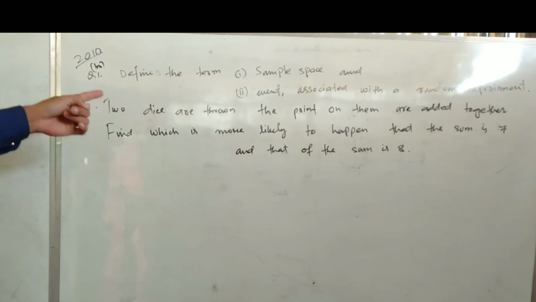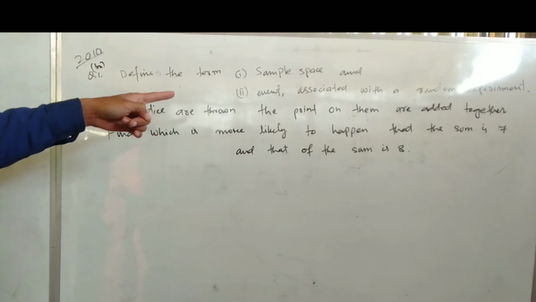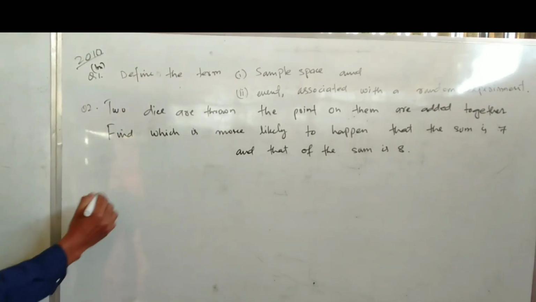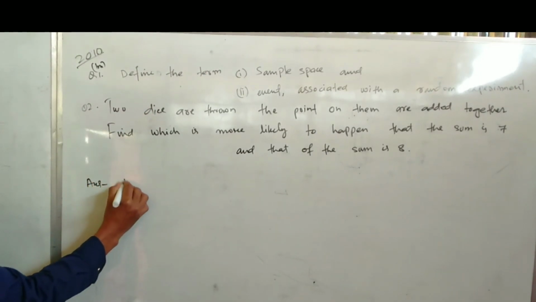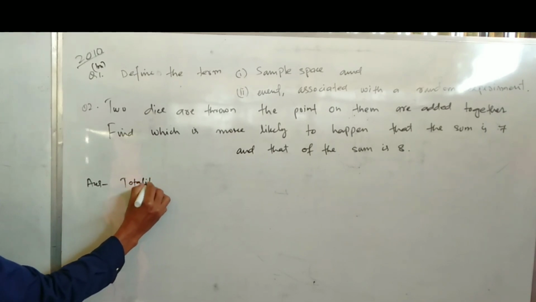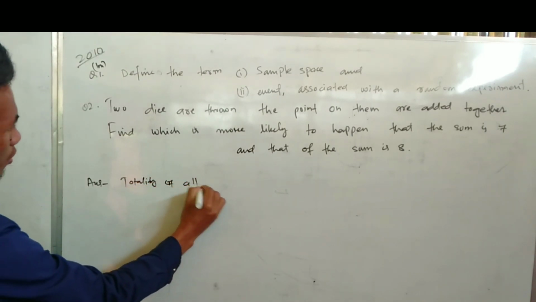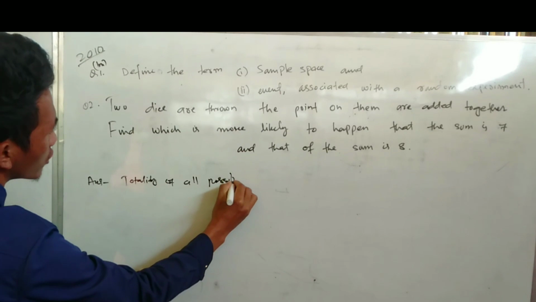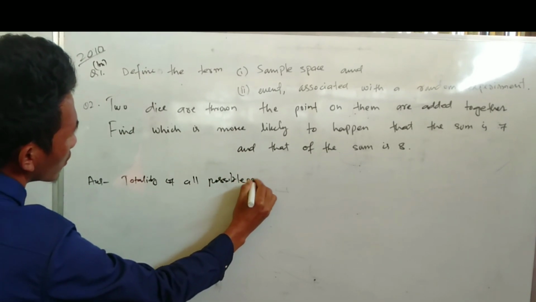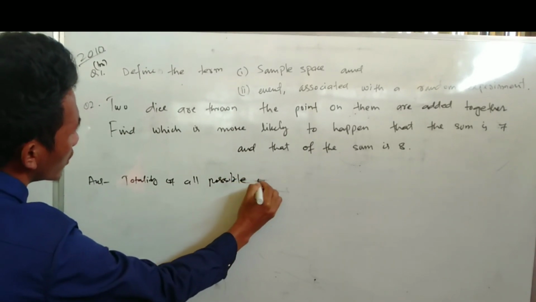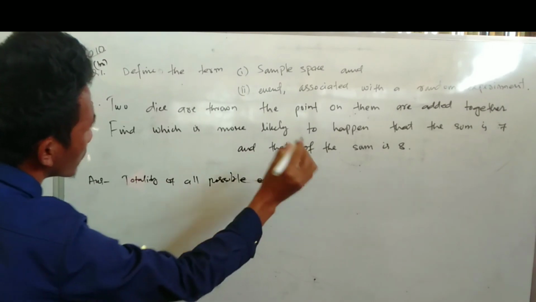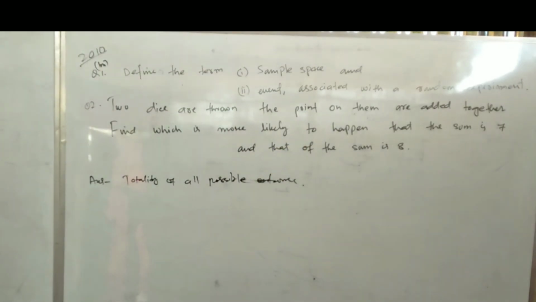The question says, define the term sample space. So sample space means the totality of all possible outcomes. That's all sample space means.